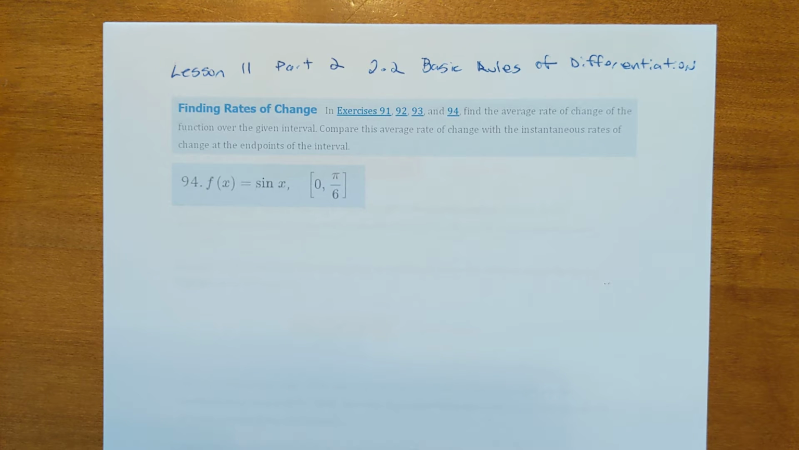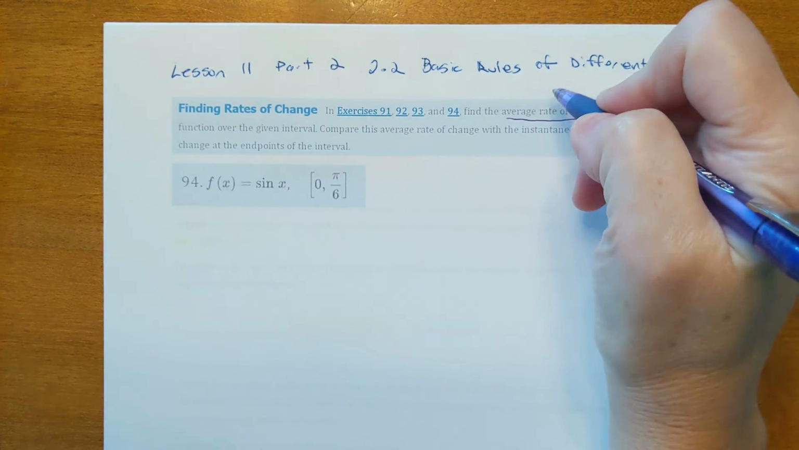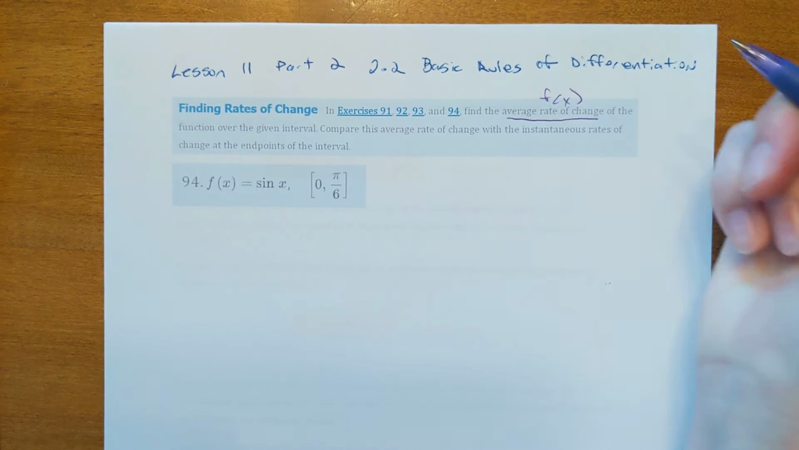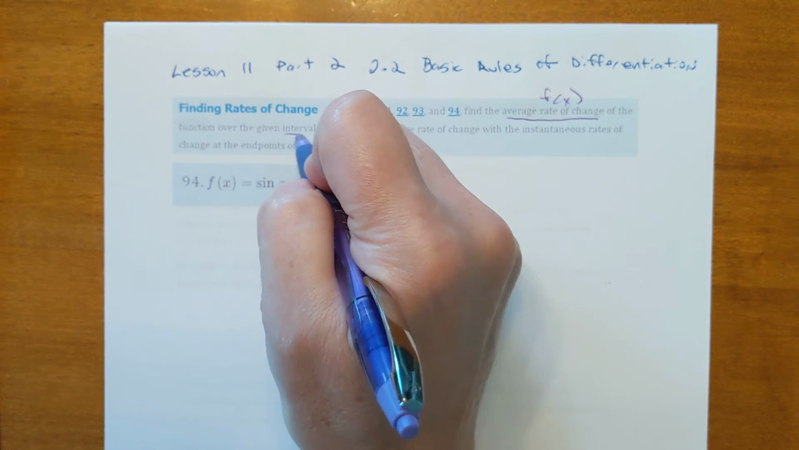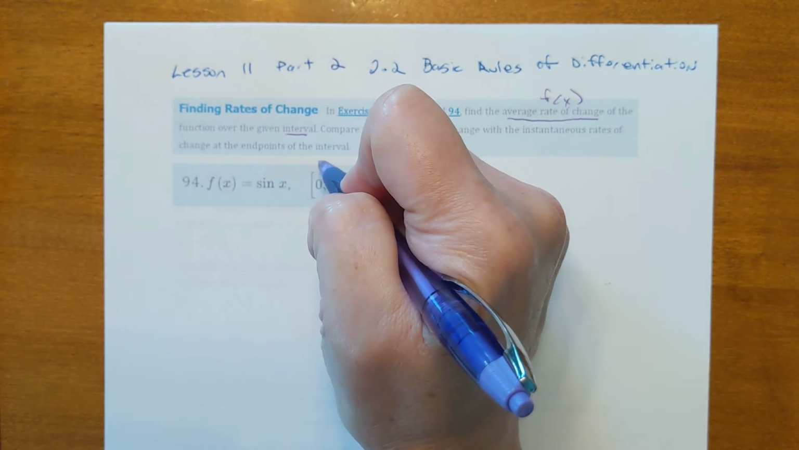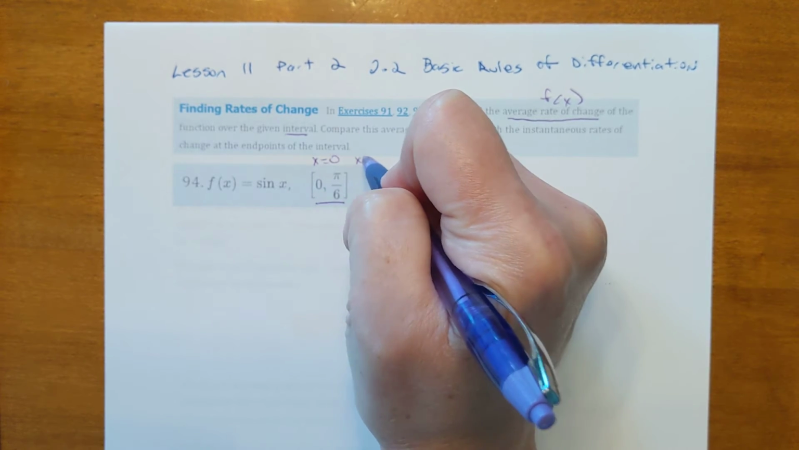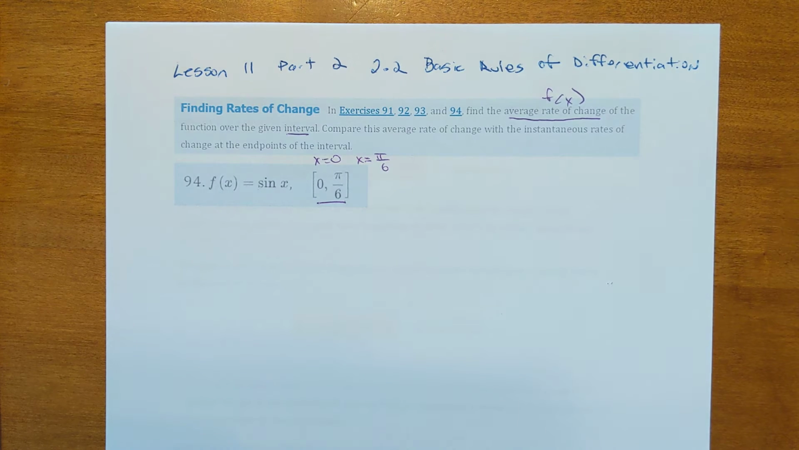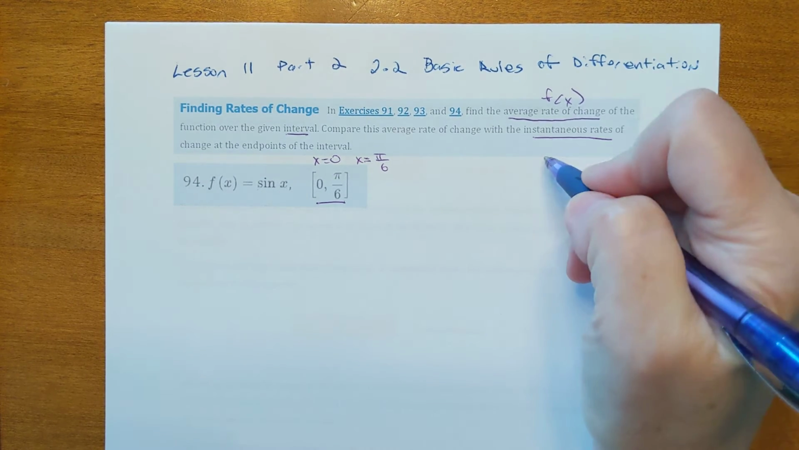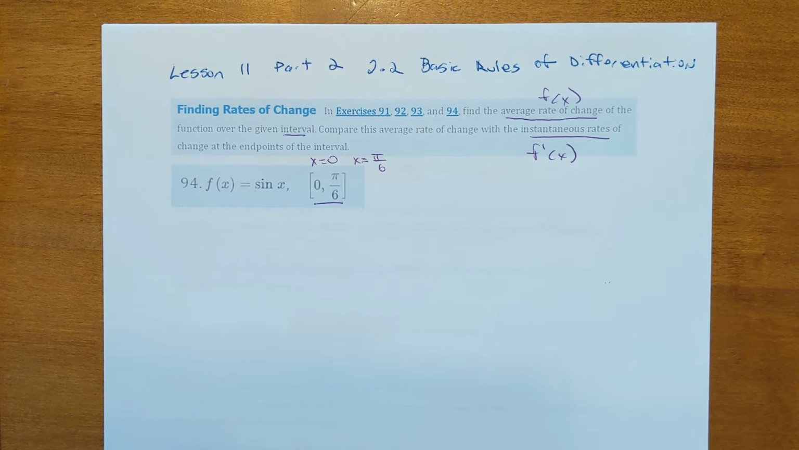All right, so we're working on finding the average rate of change. The average rate of change is on the original function f of x over a given interval. And when they say a given interval, they mean an x interval. So they mean from x being 0 to x being pi over 6. So that's the given interval. Compare the average rate of change with the instantaneous rate of change. That would be the derivative at an actual point in time on the curve.